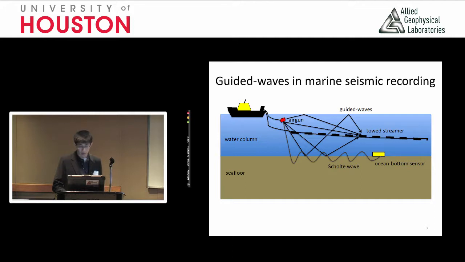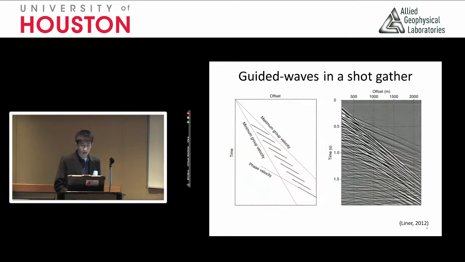the ocean bottom sensor can also receive this guided wave. And the short guided wave will look like this strong amplitude fan with a maximum group velocity boundary and a minimum group velocity boundary. And inside this fan, we have all these different phase velocities, and they have relatively strong amplitude, and then other refractions and reflections.